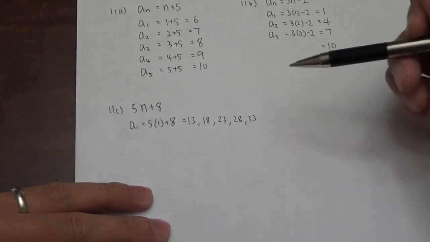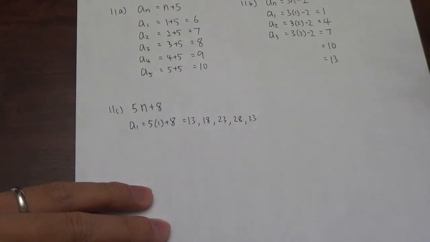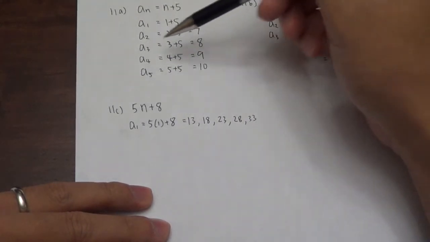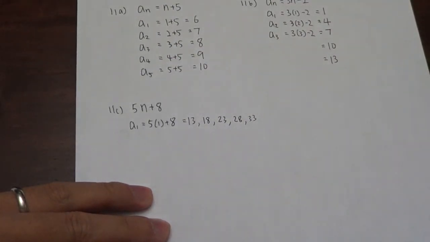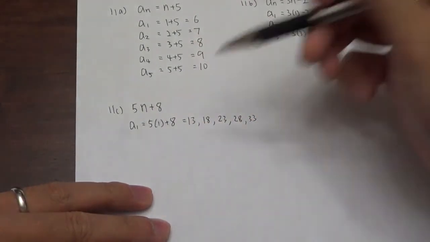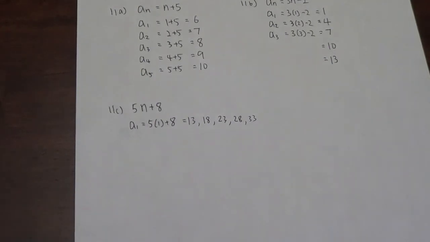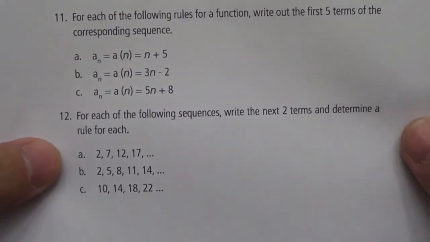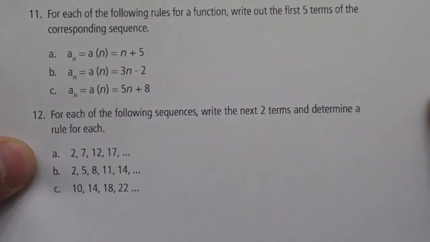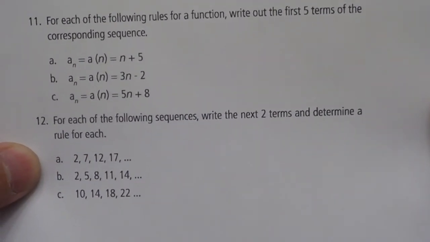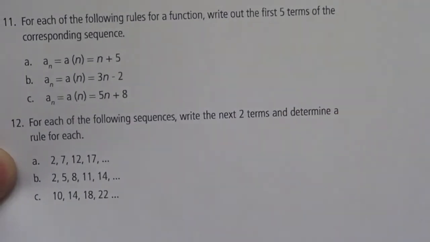Alright, and if that's too hard to understand, you can still work each term out one by one. Right, but just understanding how the equation works will save you a lot of time. Alright, number 12, we're given the actual terms of the sequence, and then we need to determine the rule, right? And also write out the next two terms.